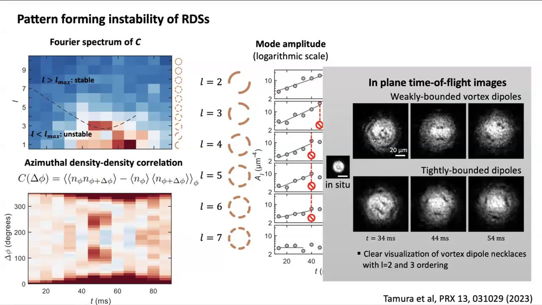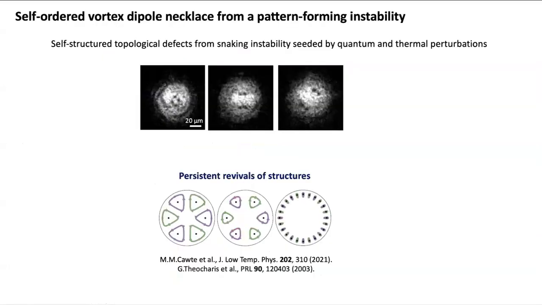After time of flight, which enlarges the size of the vortex cores, most of the time we see this L equals 2 mode breaking into so-called weakly bound vortex dipoles. But sometimes we can also see L equals 3 modes, as seen here. So all this very beautiful self-pattern, this necklace of vortex dipoles, is formed just from a single point of the box. We shake the box a little bit and wait for some time, and this appears.